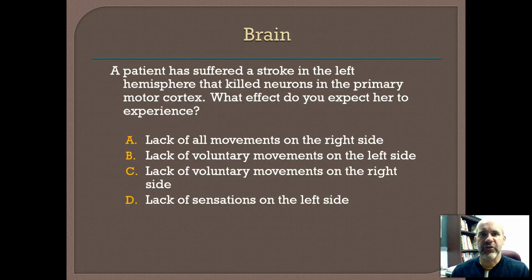Okay, a patient has suffered a stroke in the left hemisphere that killed neurons in the primary motor cortex. What effect do you expect her to experience? So the motor cortex, those are going to be the neurons up here in a little strip across the top of the brain that send impulses downward toward the motor neurons that control skeletal muscles. And if you guys remember, the axons of those neurons cross over from one side of the brain to the other. So the left side of the brain controls muscles on the right-hand side of the body and vice versa.